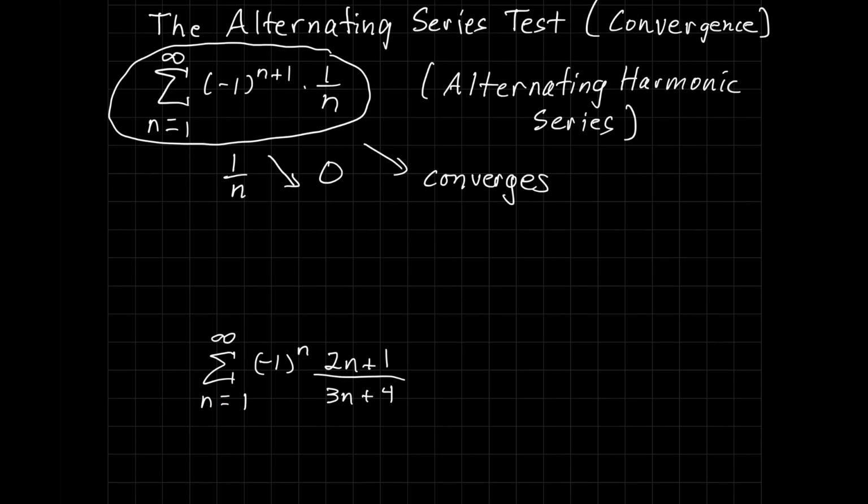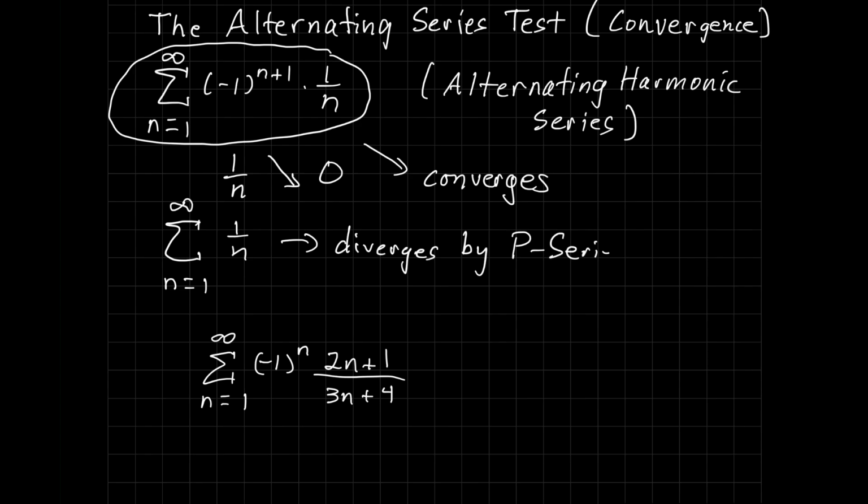Before I get to this next example, let's consider the harmonic series that is 1 over n that does not alternate. And recall that this series will diverge by the p-series test. Which means our original series converges only because it alternates. We'll get to that just a little bit later. But let's take a look at this example here.